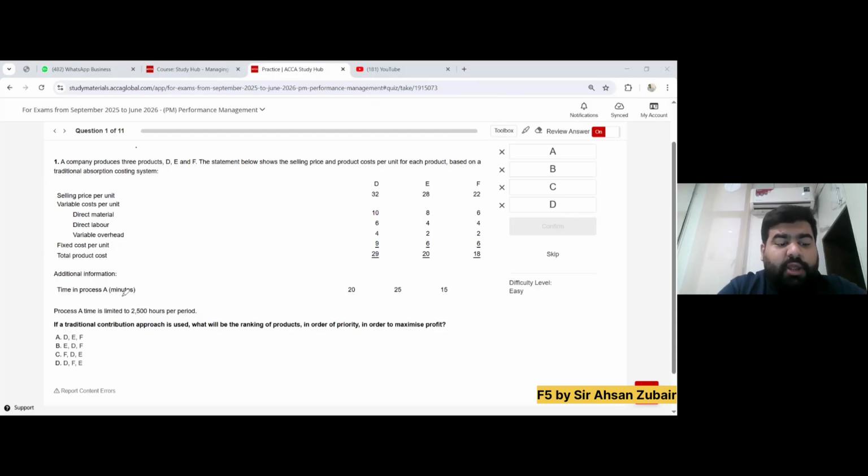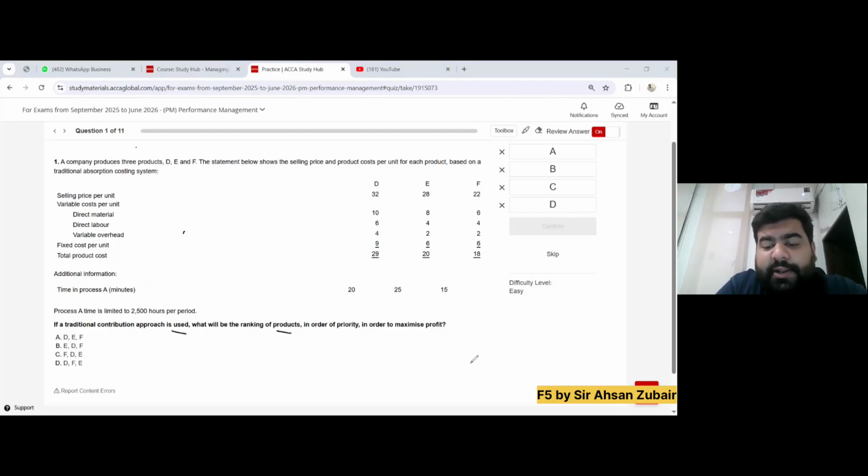They are asking if the traditional contribution approach is used. Traditional means that we use the ranking process like we have done in the single limiting factor case. Obviously, there is a single limiting factor only. Only process A time is limited, so it's the limiting factor here. So let us start the question. If the traditional contribution approach is used, what will be the ranking of the products?